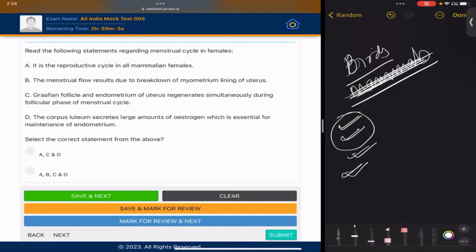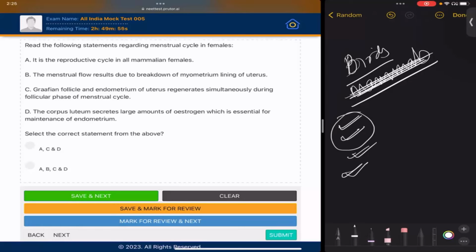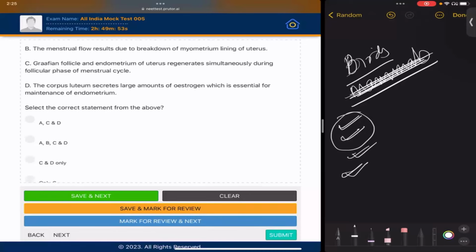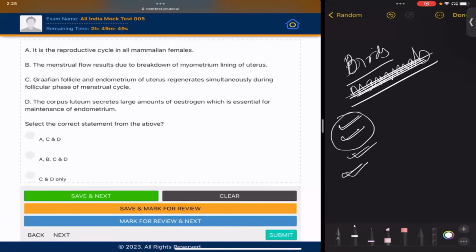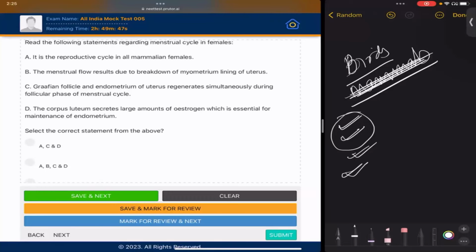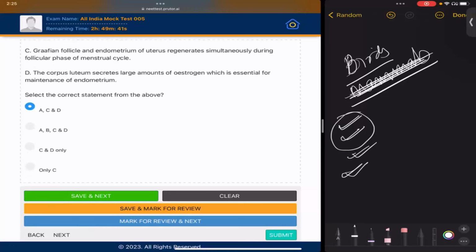Read the following statement. Menstrual cycle in females, related and correct, which one to choose. It is a reproductive cycle in all mammalian females. The menstrual flow results due to breakdown of myometrium. Okay, it is not myometrium. So B is incorrect, so option 2 will be wrong. A is correct. It is a reproductive cycle. So the options that do not have A would be C and D, because option 3 and 4 do not have A.